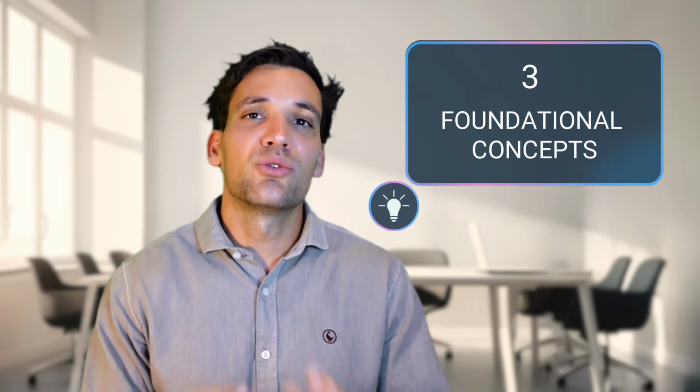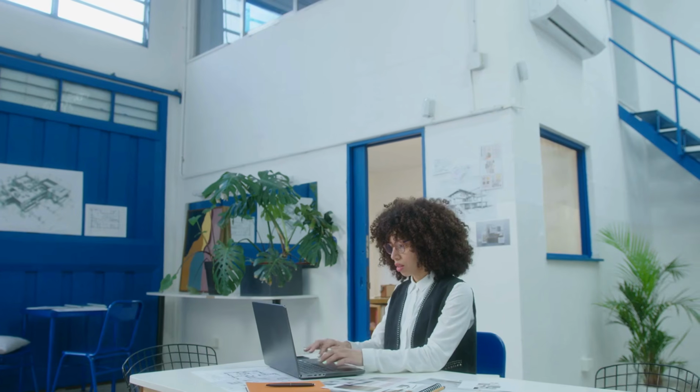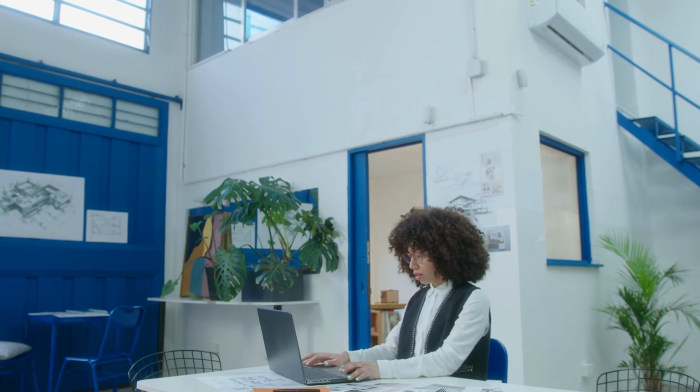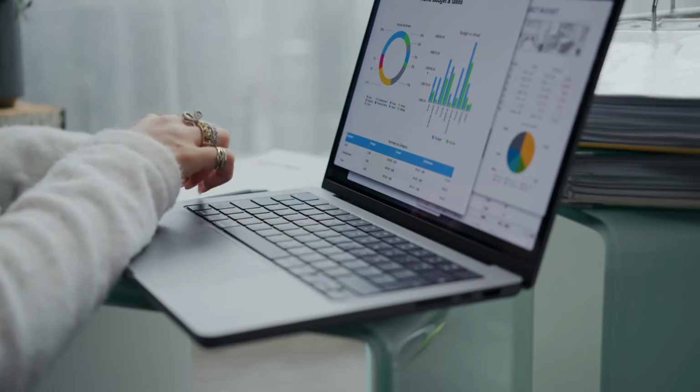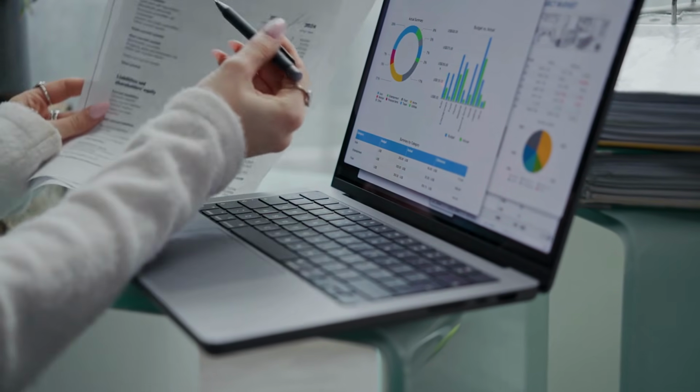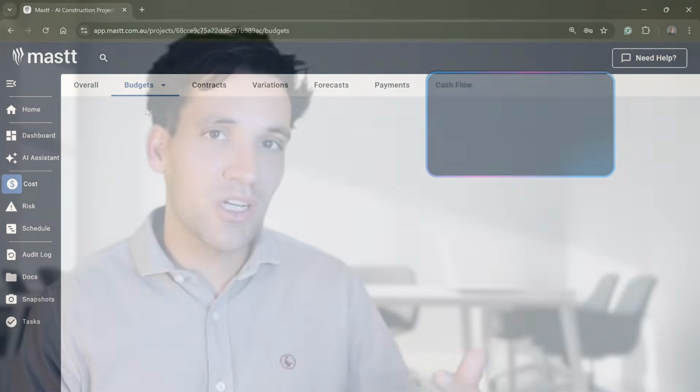So before we get any further, there's actually 3 foundational concepts you have to have at the front of your mind when you're going through construction cost control. Number 1, an estimate is not a budget. An estimate is simply a prediction of how much we think it will cost to build something, and the entire structure of how one is built is around predicting cost. A budget fundamentally has a different use, which is about managing and tracking cost. A budget needs to be structured around how we're going to be spending money.